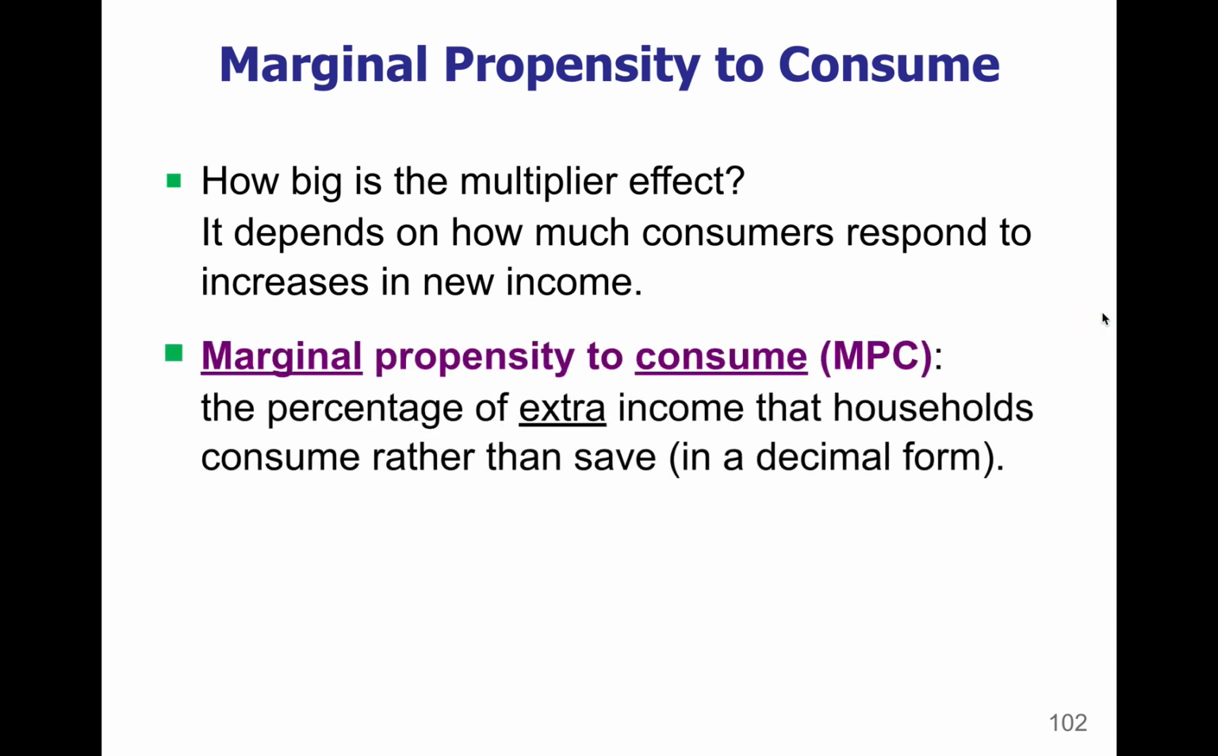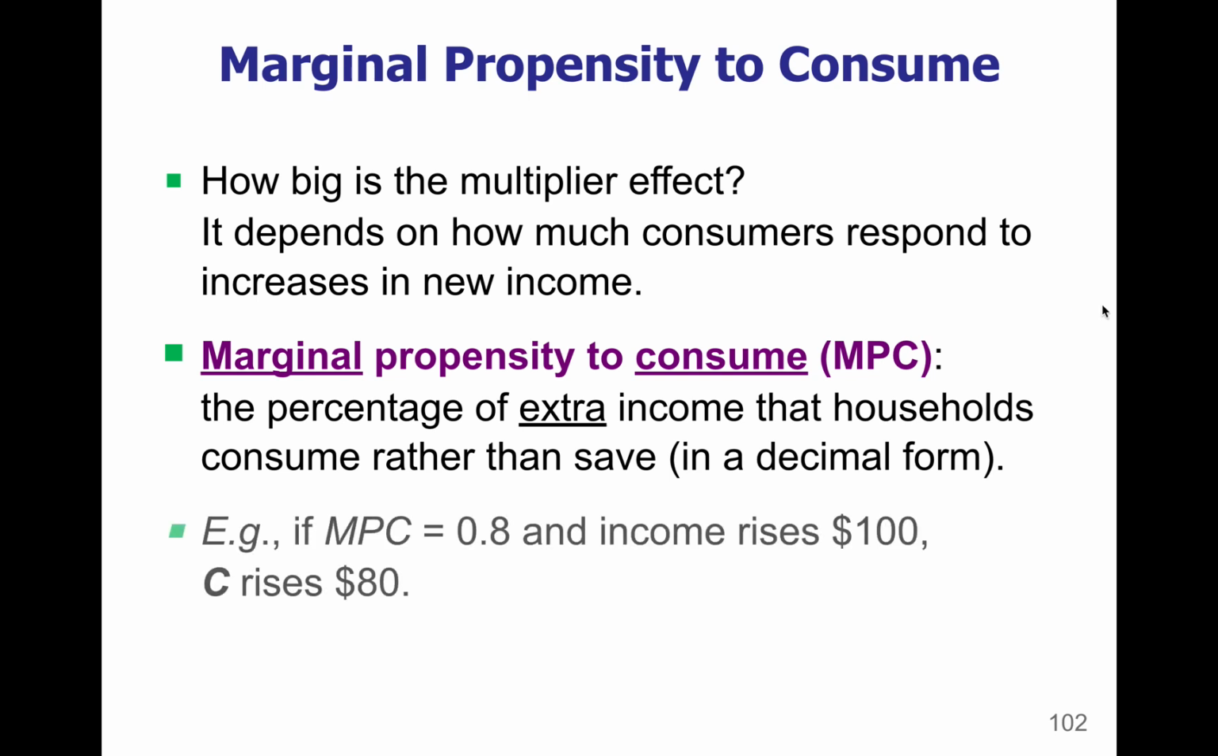Now, the marginal propensity to consume is the percentage of extra or new income that a household receives. And this is always in decimal form. So if you received an extra $100, how much of that are you going to spend? So if our MPC is 0.8, or we spend 80%, that means that if our income rises by $100, then we are going to consume or spend $80 of that. That also means that we're saving $20 of that money.